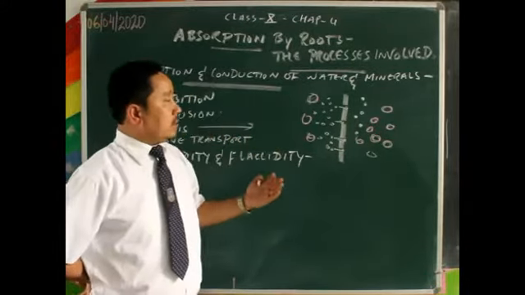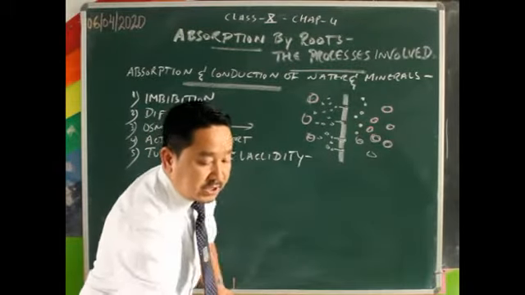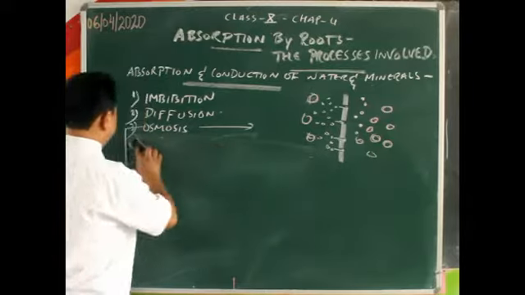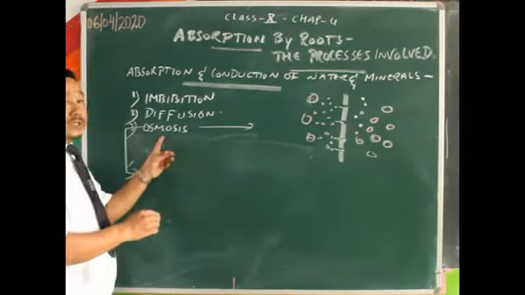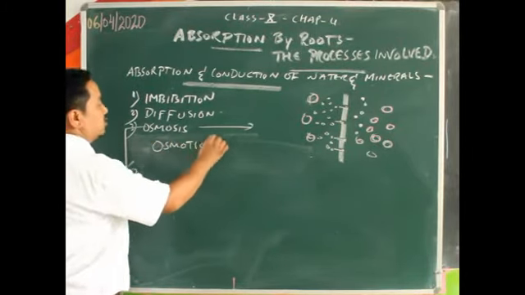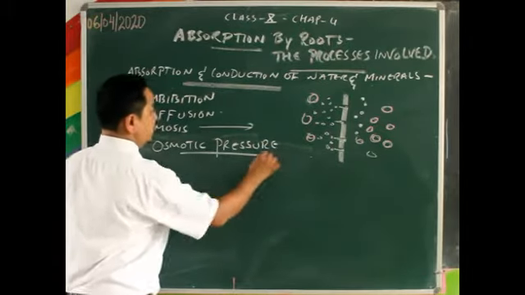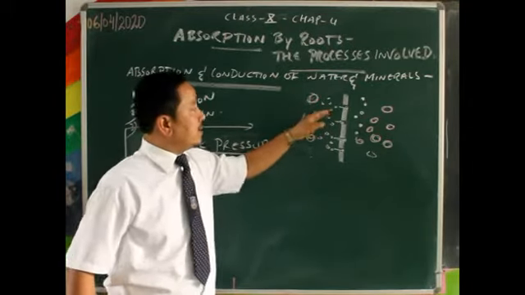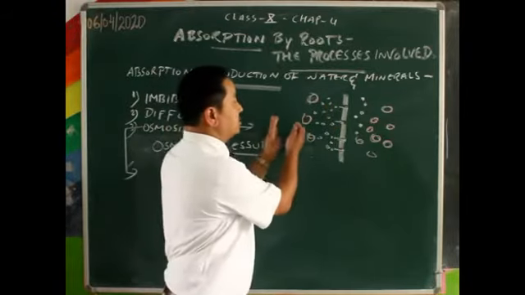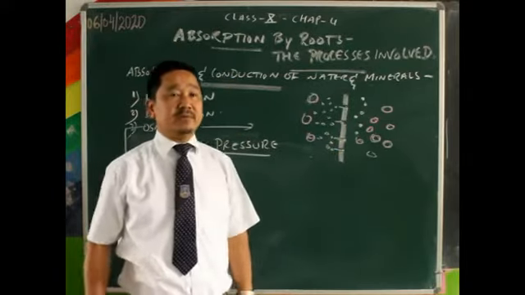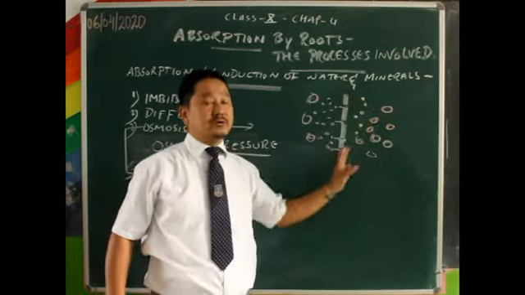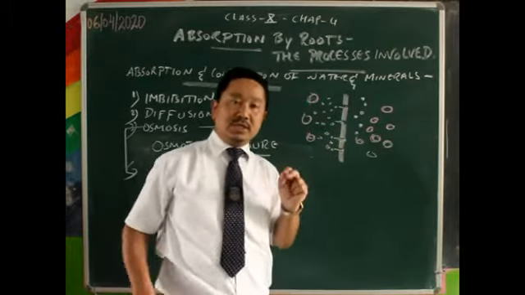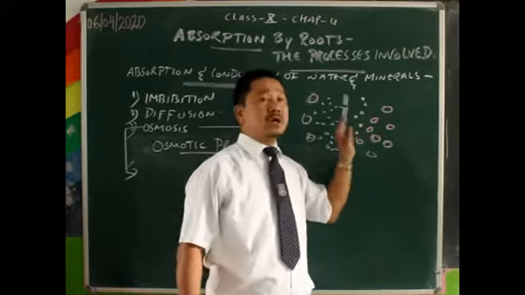Now, after osmosis, we'll talk about osmotic pressure. When the osmosis takes place, the osmotic pressure is formed. Now see, what is osmotic pressure? When the water molecules move from higher concentration to the lower concentration through the semi-permeable membrane, a kind of pressure is formed in the cell. In the cell, after absorbing the water by the process called osmosis, a pressure is formed due to that osmosis, which is called osmotic pressure.